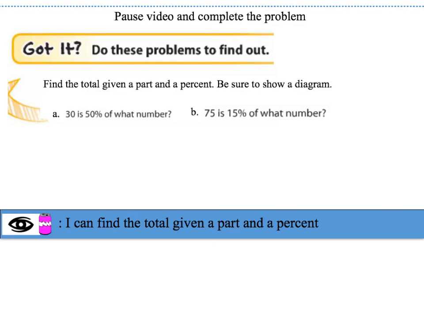So pause the video and complete the guided problems, and we will discuss the answers in class tomorrow. Please notice that there are 2 guided problems on this slide, guided problem A and guided problem B. Also, please be sure you show us a diagram for both problems.